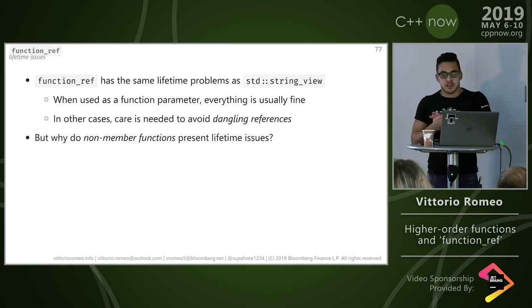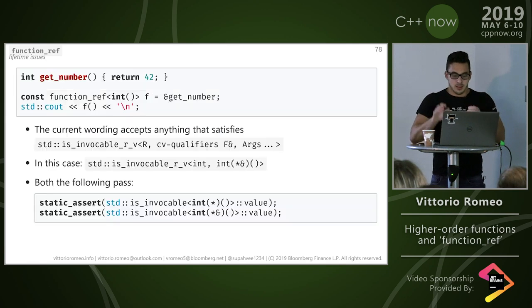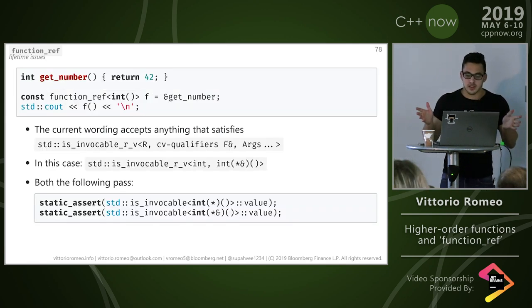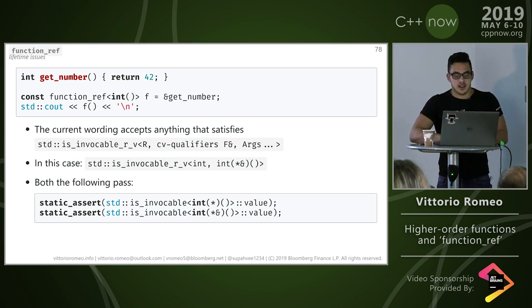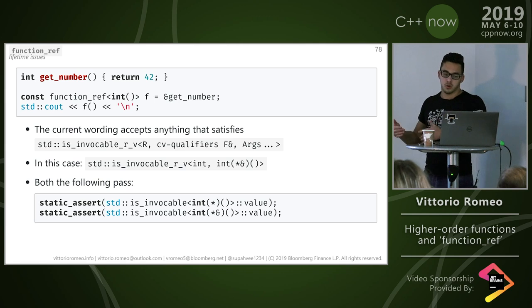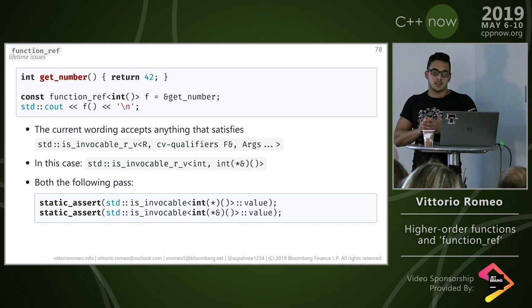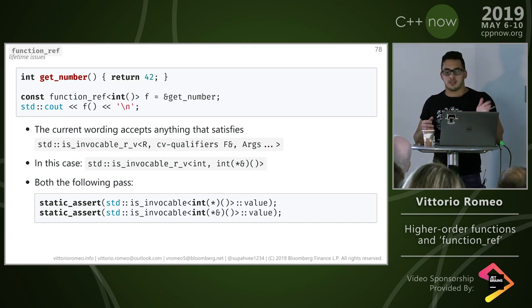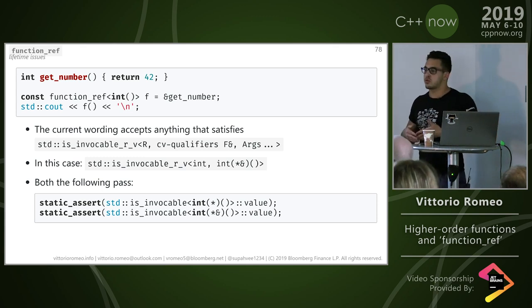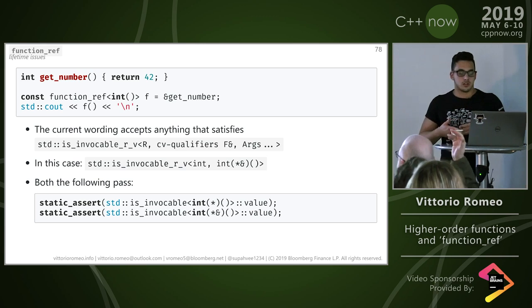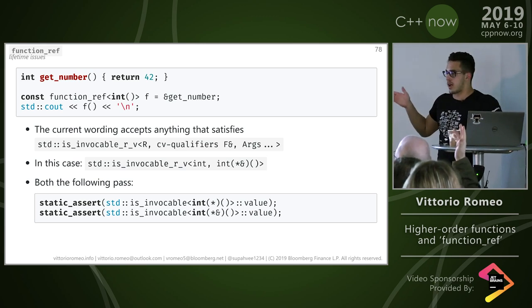But why do non-member functions present lifetime issues? Why does the previous slide compile and give undefined behavior? Well, it's a consequence of the wording and what pointers to member functions are. The wording says that anything that is invocable with the given return type, arguments, and function is valid. And in this case, what we're basically checking is whether this pointer to the function is invocable, and that's true. So in C++, a pointer to a function is considered invocable. So both the static assertions on the bottom pass.